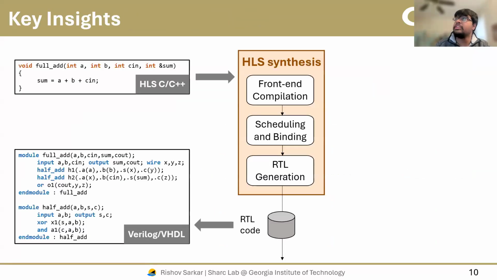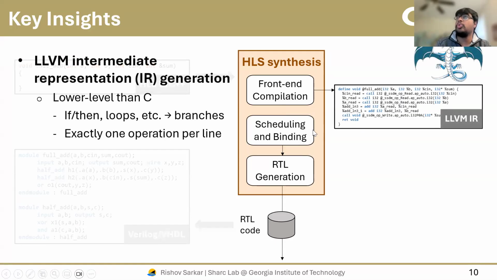But yeah, so the key insights here, we'll first need to go over how HLS synthesis actually works under the hood. As you probably saw in the previous slides, there are 3 steps to this. The first is called front-end compilation. The next is scheduling and binding, and the last is RTL generation. So the first thing that the HLS tool does is front-end compilation. What this does is generate what's called LLVM IR, or IR being intermediate representation. This is a lower level representation than C or C++.